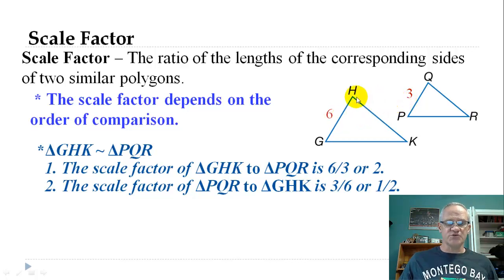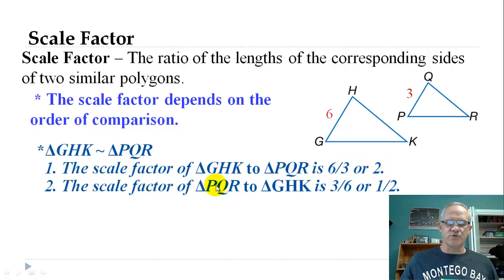And so here's why I said that the scale factor depends on the order. If you were talking about the scale factor of GHK to PQR, you started with this triangle here, GHK, so that number, the 6, would have to be put on top of your ratio. So this would be 6 over 3. So the scale factor of GHK to PQR is 6 to 3, or simplified, 2, or 2 to 1.